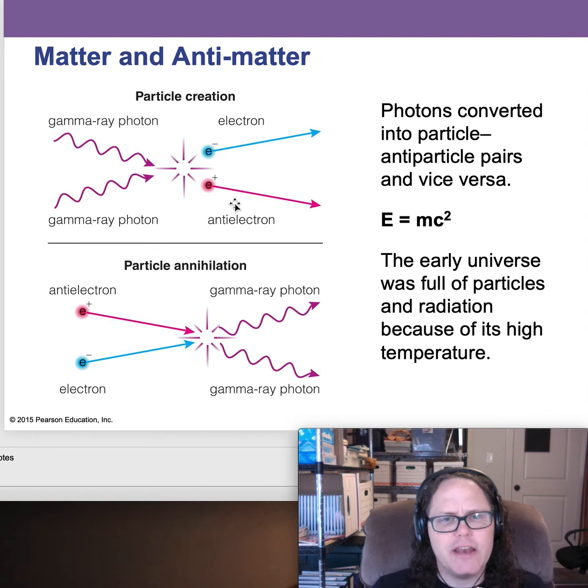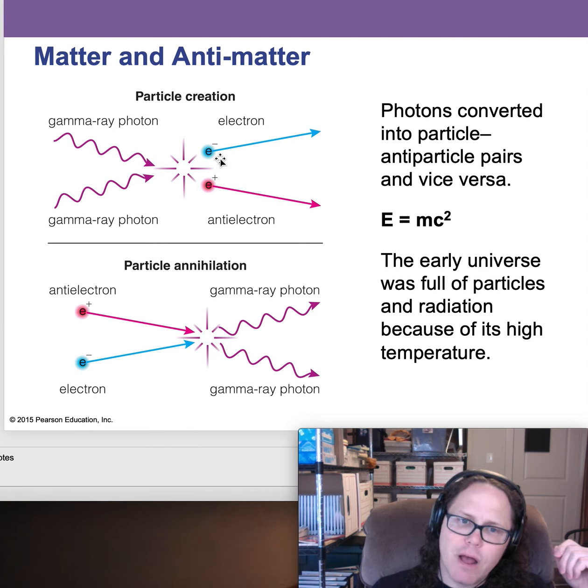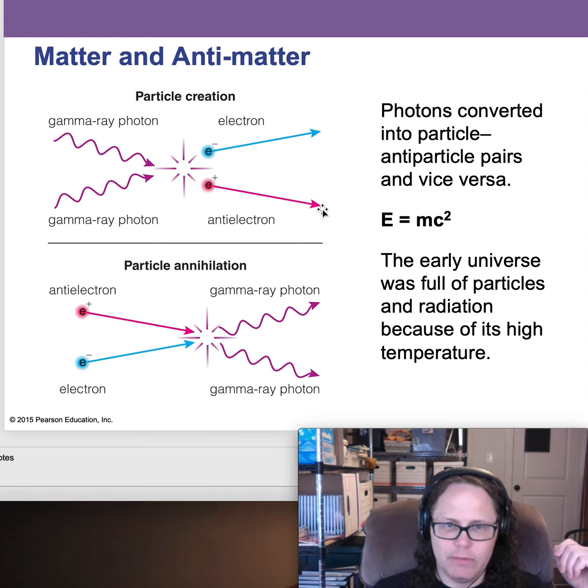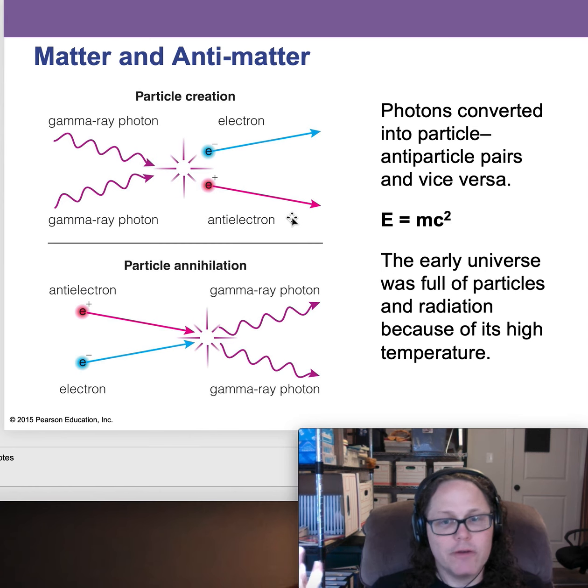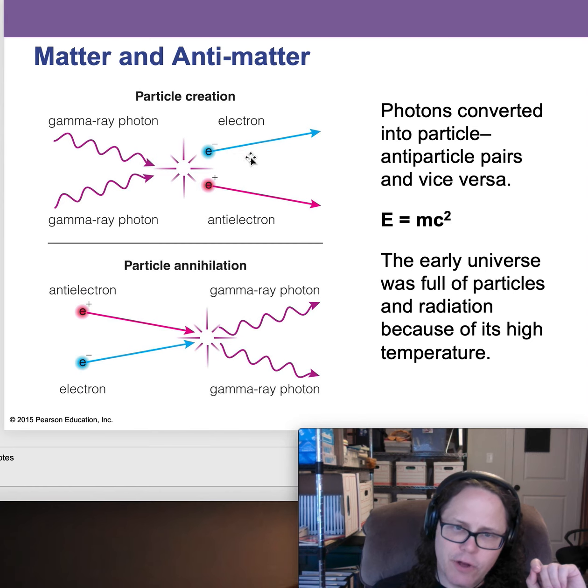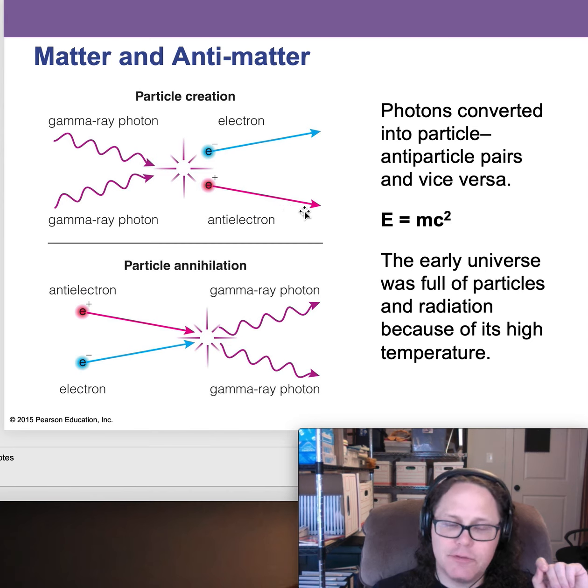And they didn't form by themselves. They formed in pairs, and we know this. We can do this in laboratory. A matter particle, like an electron, and an antimatter particle, like an anti-electron, also known as a positron. Antimatter. It's not science fiction. It's real. We can make it in laboratory. Whenever you make an electron, you also make an anti-electron. Antimatter is just like normal matter, same mass, but it has opposite electric charge.